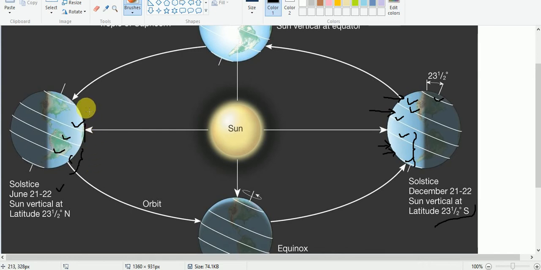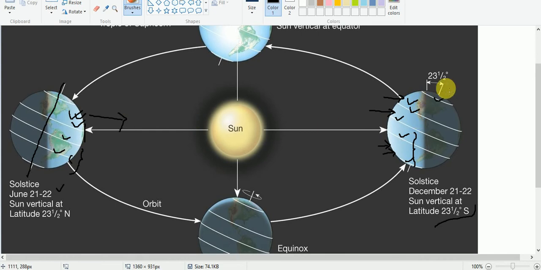You must know that during this time the northern hemisphere will experience the summer season, because the earth's axis is inclined towards the sun, and that is why the northern hemisphere gets these vertical rays of the sun, and that is why the northern hemisphere is in the summer season.